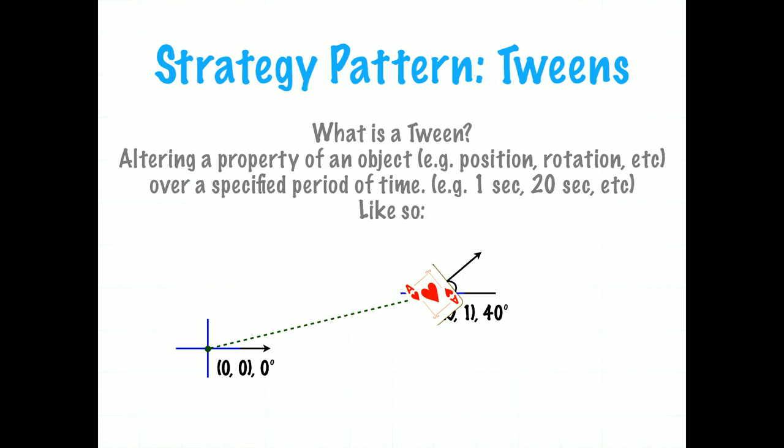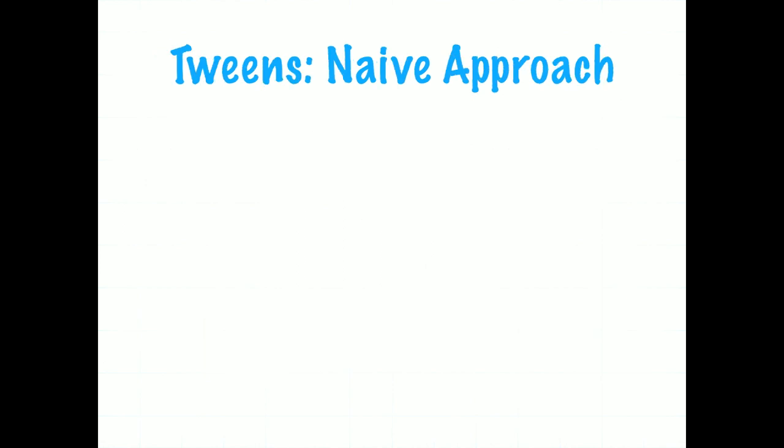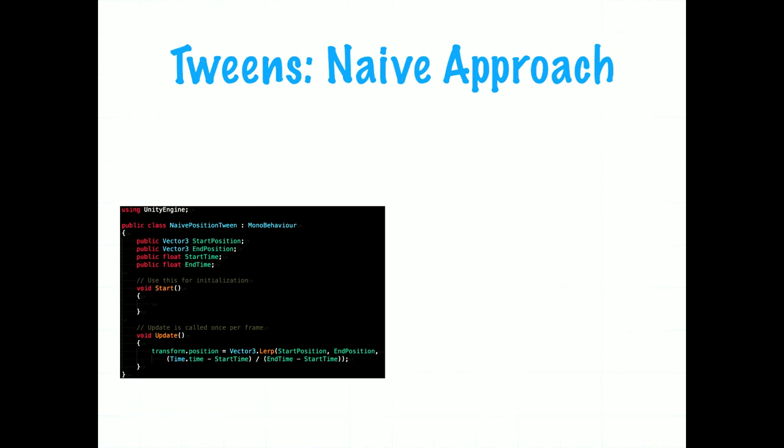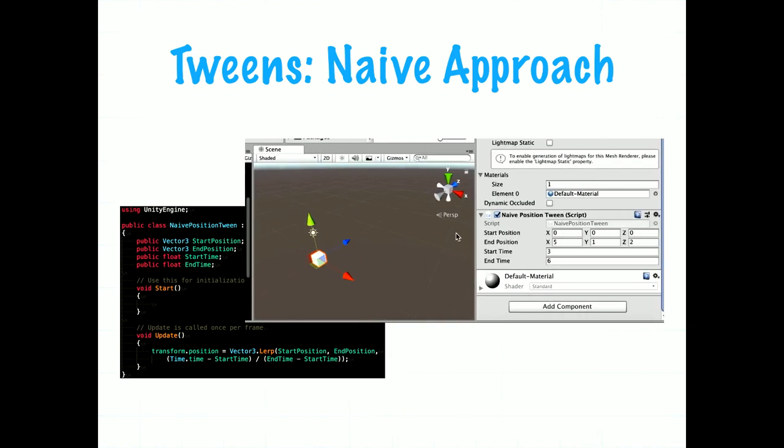This is good. So we want to do a lot of these, and we want to organize them. And whenever we do one of these, we want the code to be as simple as possible. In Kansas City Shuffle, I'll show you what it ends up looking like, but let's look at a naive approach first. This actually isn't too bad. So we have a start position, start time, and end time, and you lerp it. Vector3.lerp, start position to end position, using the time.time as your T variable. And it looks like this.